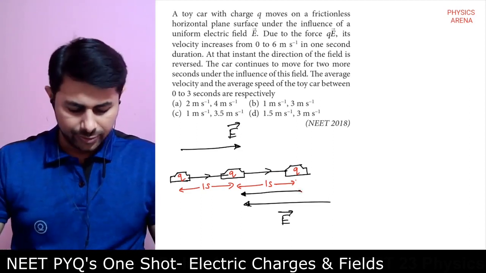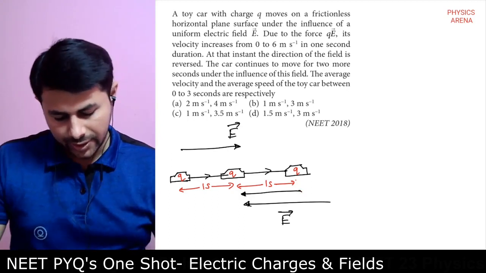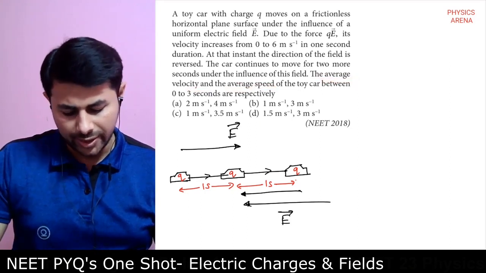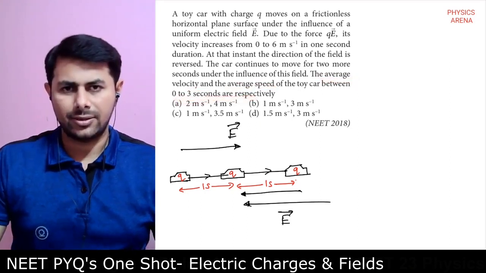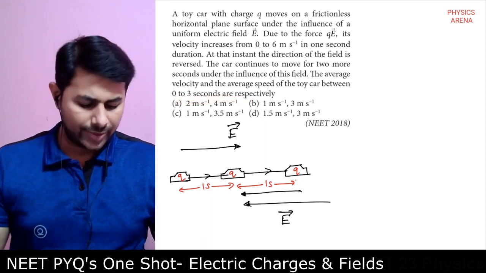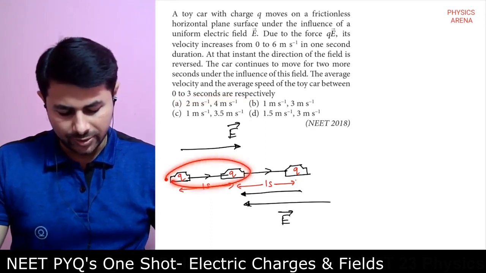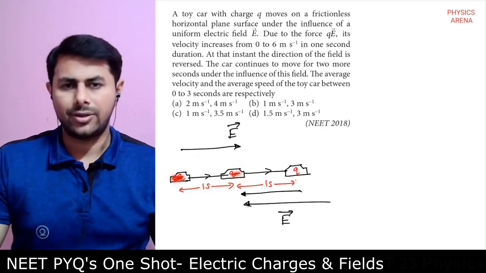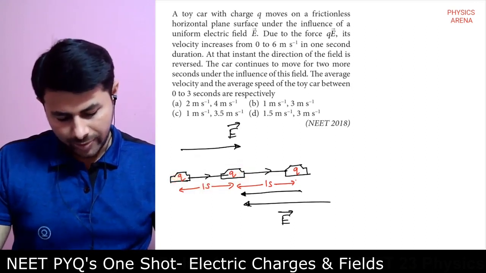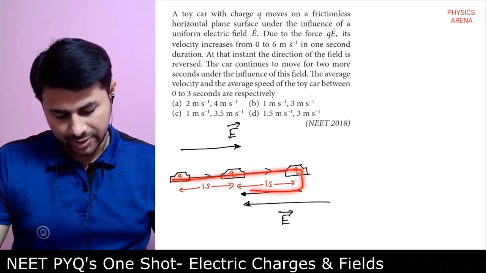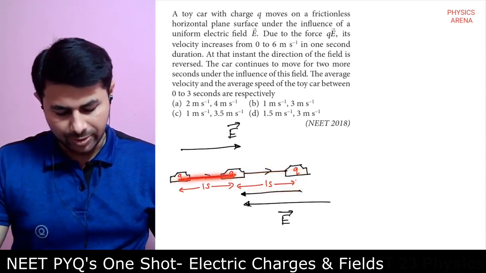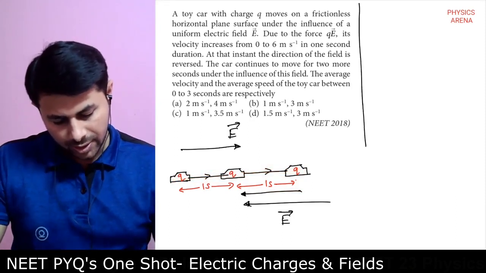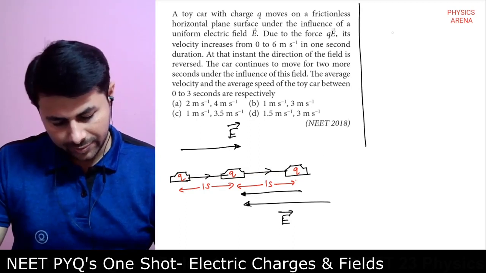Okay. So now, the question is the average velocity and the average speed of the toy car between 0 to 3 seconds. So to find the average velocity, we need to find this displacement. Okay, so the car moves from here to here, and to find the average speed, we have to find the distance. So the total distance is 3 times this displacement. Okay, so let's do that. So how much is the acceleration?